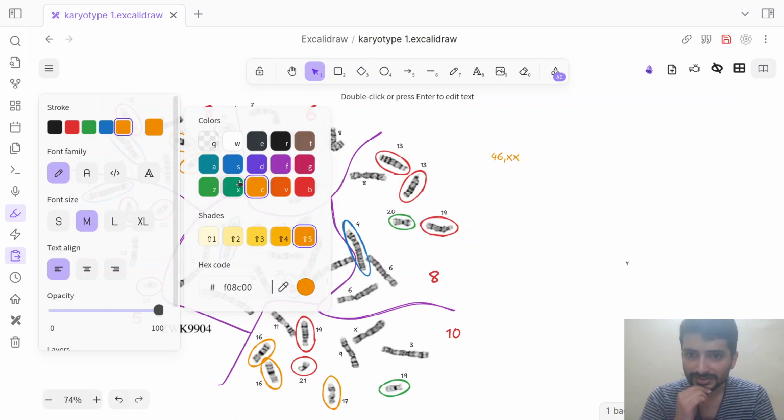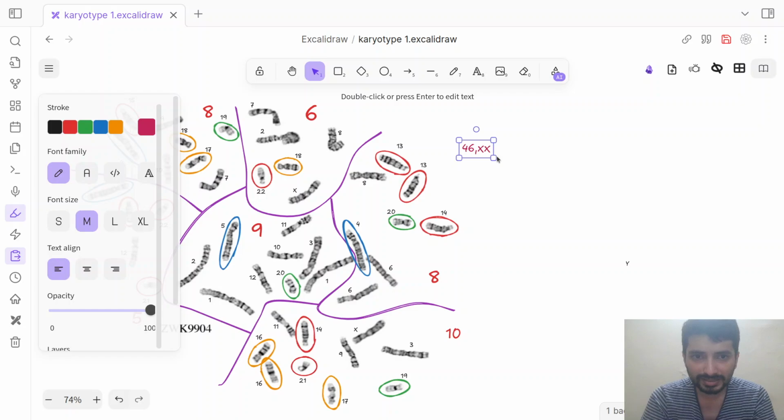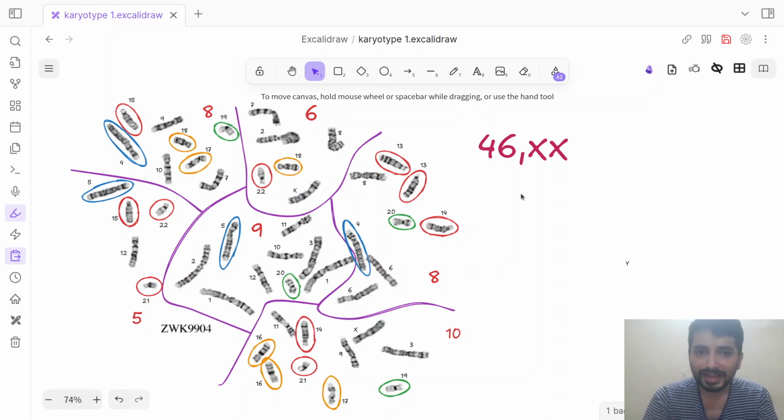Let us give this a cool new color. Okay, I'll just label it as 46XX. And before we end it, let us just match it with the key.